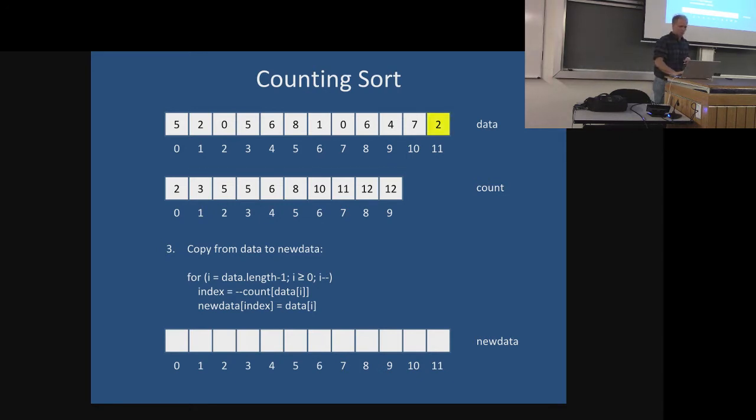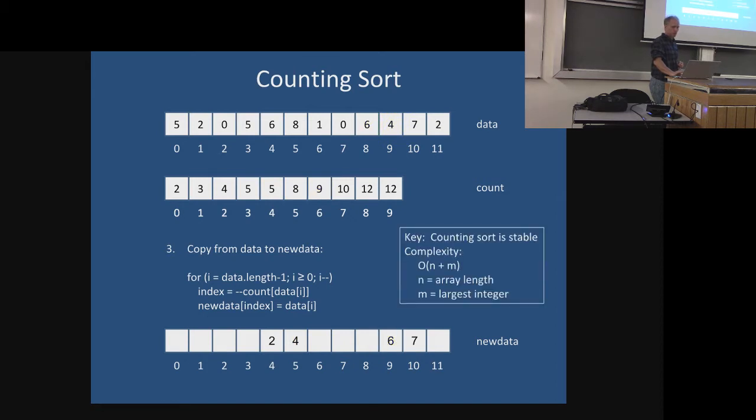All right, so go through it again. We want to stick the 2 in the correct spot. That spot is index 4. We put it there. And notice the next 2 will go to the left, so it's stable. There's the 7. It goes at index 10. We put it there. There's the 4. It goes at index 5. We put it there. There's the 6. Index 9. We put it there. At some point, I don't animate the whole thing.